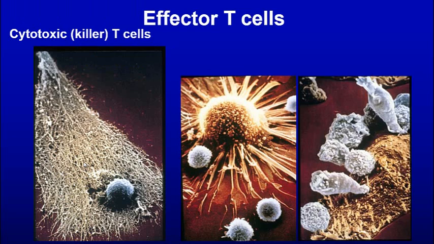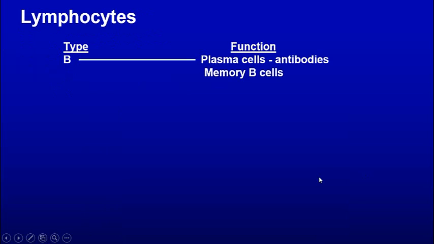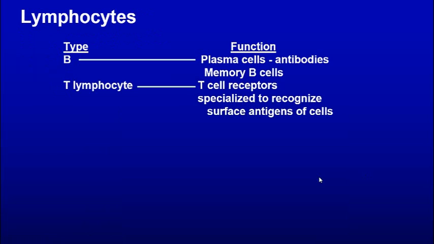Effector cells, cytotoxic killer cells, and you can see where the big cell has been killed by the little lymphocyte. So delayed type hypersensitivity T cells, also amplification factors, interleukins, and other things. So this little lymphocyte is killing this big cell, as you can see. And so the lymphocytes: you've got B cells, and they make plasma cells and antibodies. You've got T cells, they remain T cells and act at a distance.